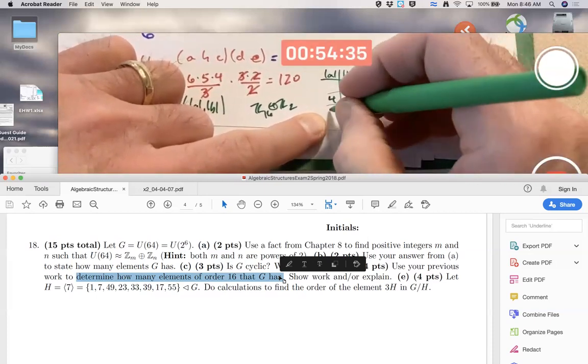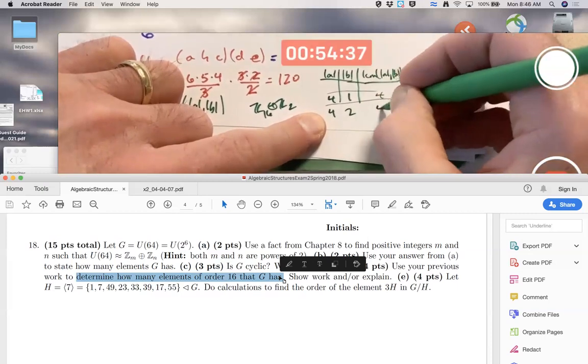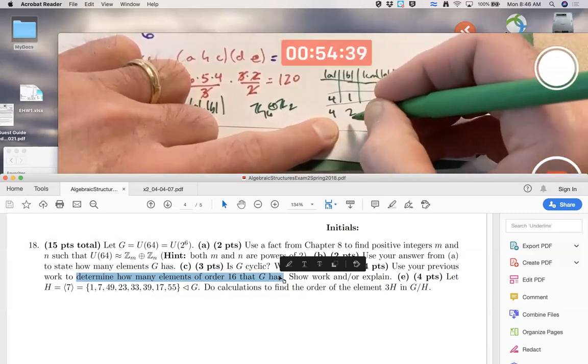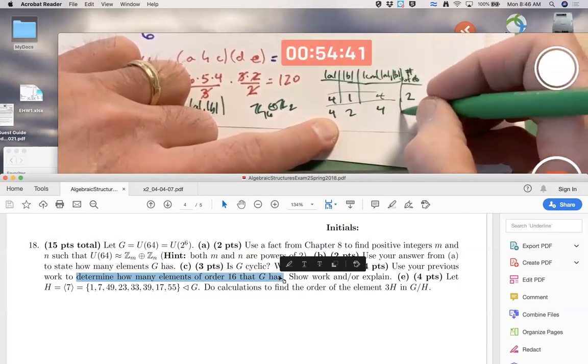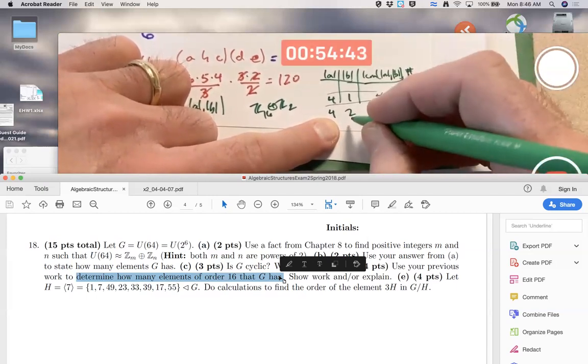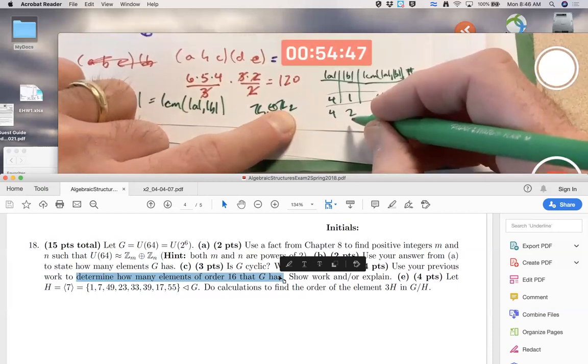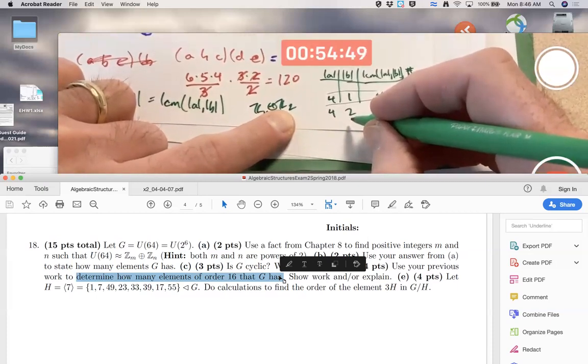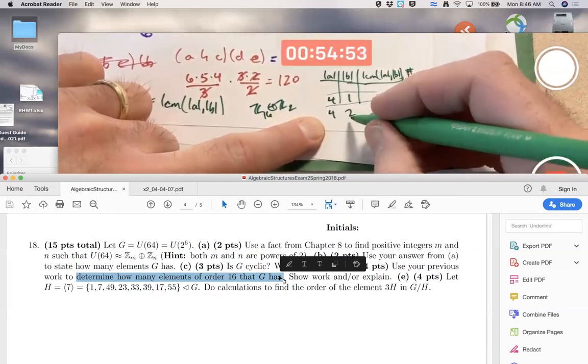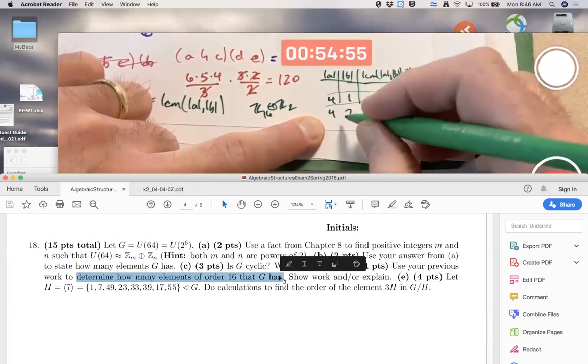Another way the LCM could be 4 is when A has order 4 and B has order 2. There's still only 2 elements here because there's still only one choice for B in Z2, the number 1. There's 2 choices for A, 1 choice for B, so in total we have 2 choices.